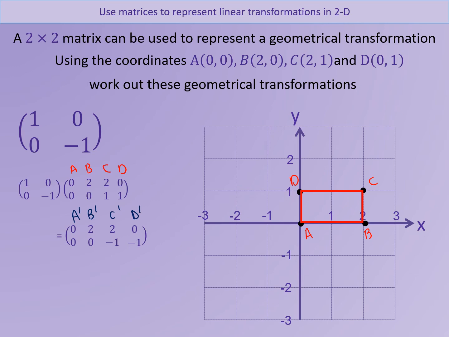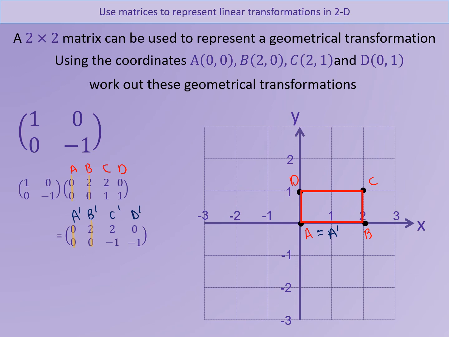Let's have a look at the transformation now. So A started at 0, 0 and again it maps to itself here. So we'll call A prime and B 2, 0. Now this one's staying the same this time.